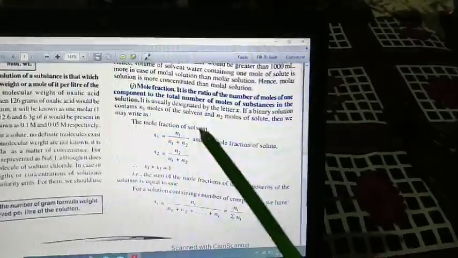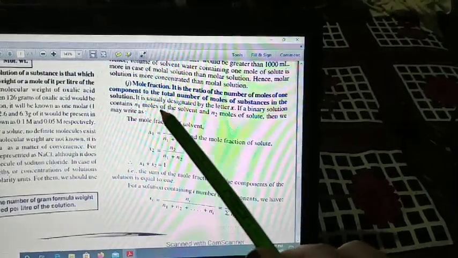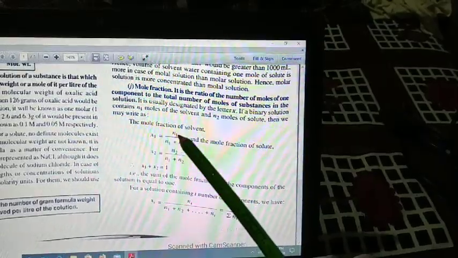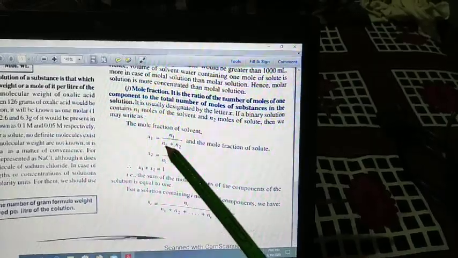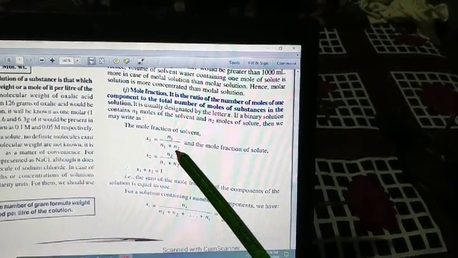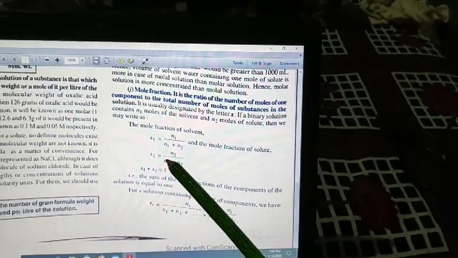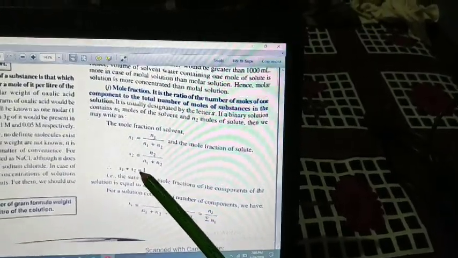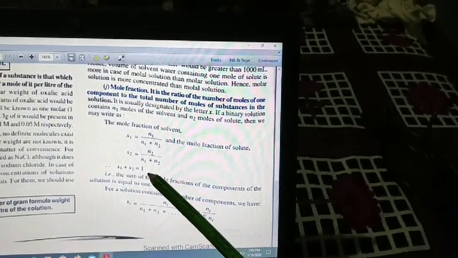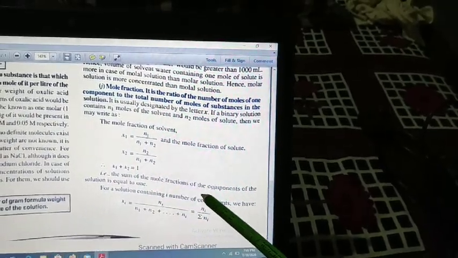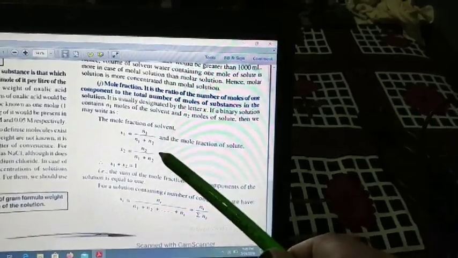Then we can write down the mole fraction of solvent. It is denoted by x1, equal to N1 by N1 plus N2. N1 is the number of moles of solvent by the total number of moles of solvent plus solute. This formula we have studied in class 11 as well. Similarly, the mole fraction of the solute is given by x2 equals N2 by N1 plus N2, where if you add x1 and x2, it will come to 1. So the sum of the mole fractions of the components of the solution is equal to 1.